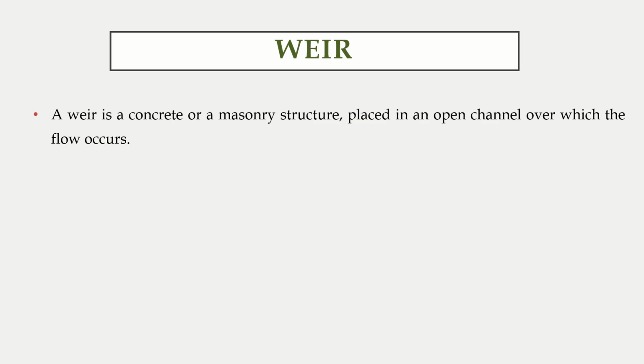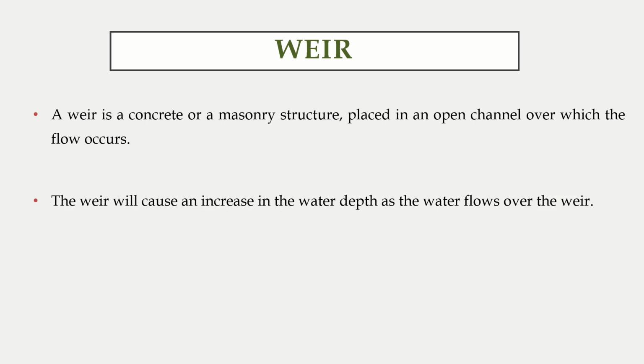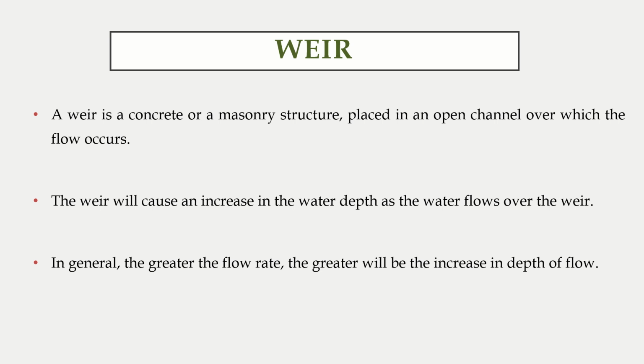Moving on to weir. So basically what is a weir? A weir is a concrete or a masonry structure which is generally placed in an open channel, and the liquid flows over this weir. A weir will generally increase the depth of the water as the water starts flowing over it, and one has to remember that the greater the discharge, the greater the increase in the depth of the flow.